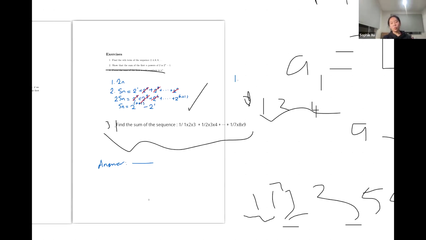Actually just try and find which two fractions you want to split each term into. And then the rest should be very easy.